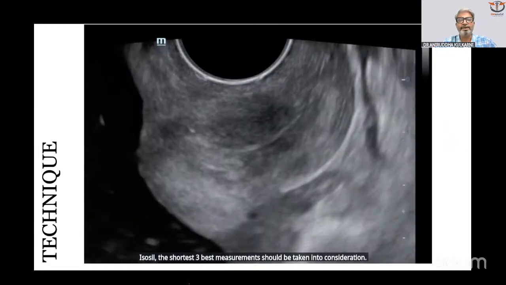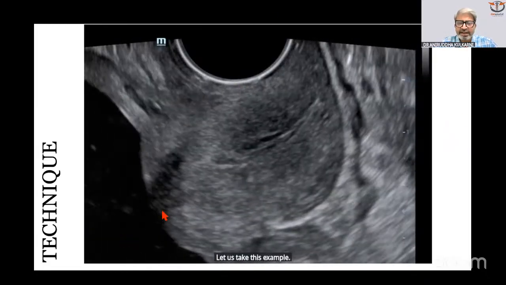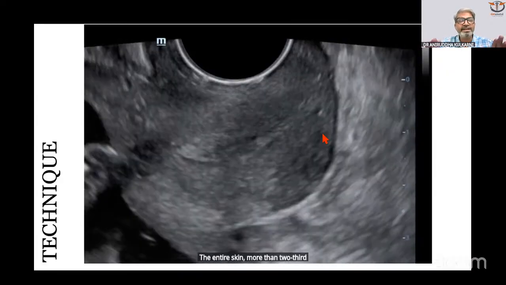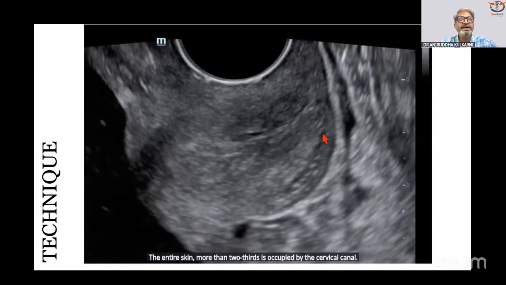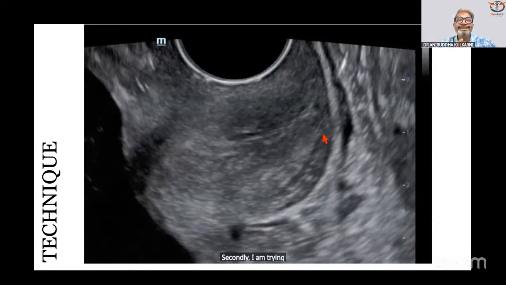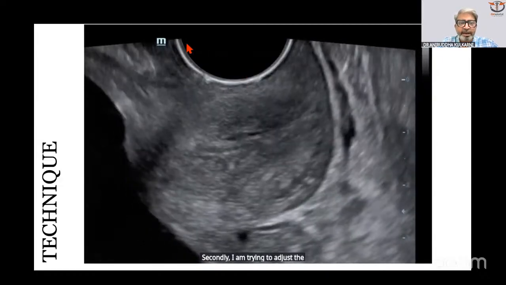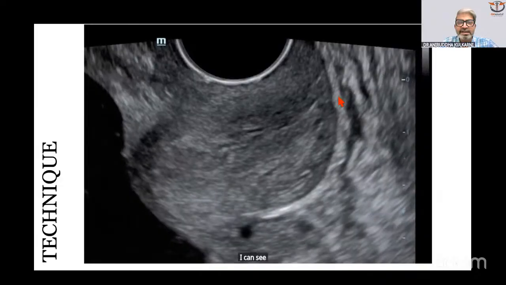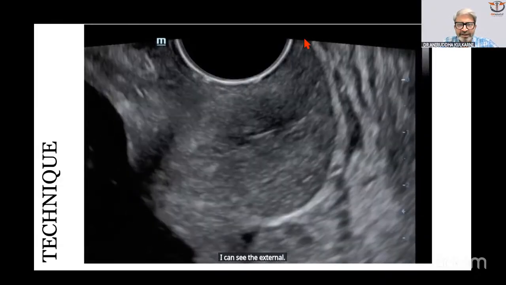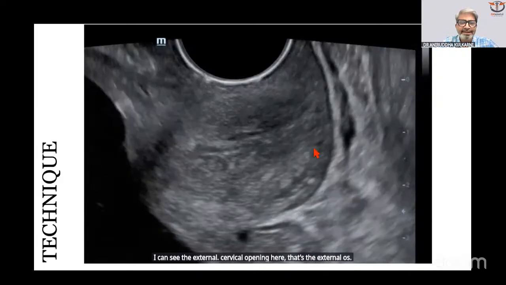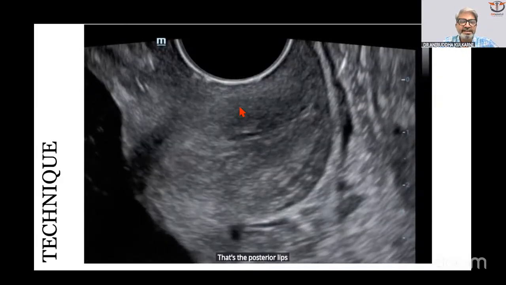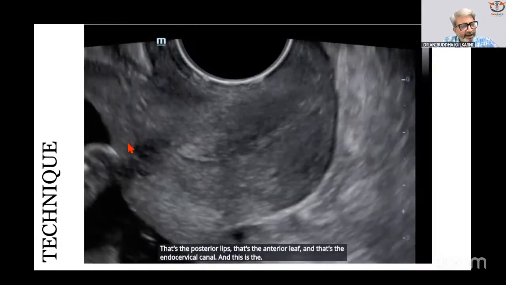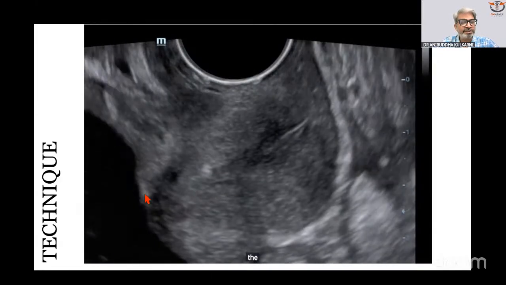Let us take this example. Now look at the screen. More than two-thirds is occupied by the cervical canal. Secondly, I am trying to adjust the probe pressure where my transducer is in the anterior fornix. I can see the external cervical opening here. That's the external os. That's the posterior lip. That's the anterior lip. And that's the endocervical canal.